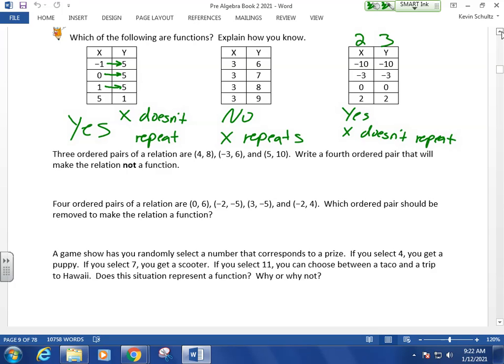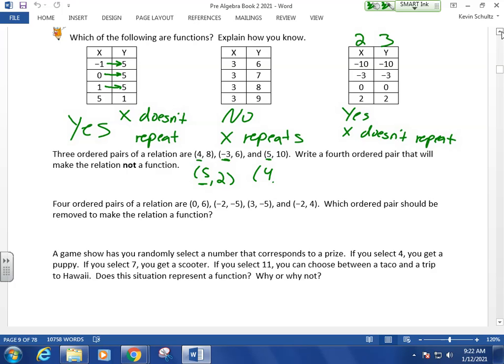Aiden? 6 and 1. 6, 1 would keep it a function because I'm looking at my x values here. 4, -3, 5. 6 is different, right? So 6, 1 would keep it a function. What's one that would, yeah. 5, 2 is a possible answer, right? I've repeated the x value of 5, therefore it's no longer a function.